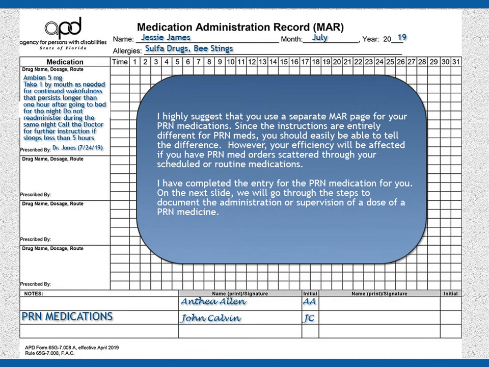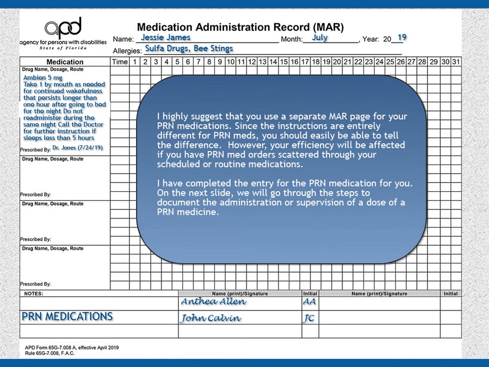Please take the blank MAR out of your worksheet and complete the entry for Jesse's Ambien, which is a PRN medication. Use the same steps you learned for setting up a MAR page and adding a new medication. I have completed the entry for the PRN medication for you. Double check your worksheet and correct any errors.